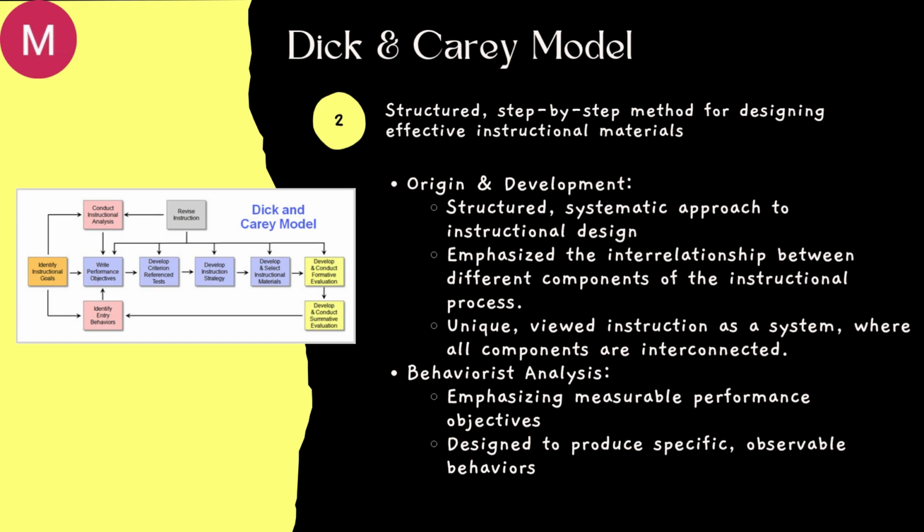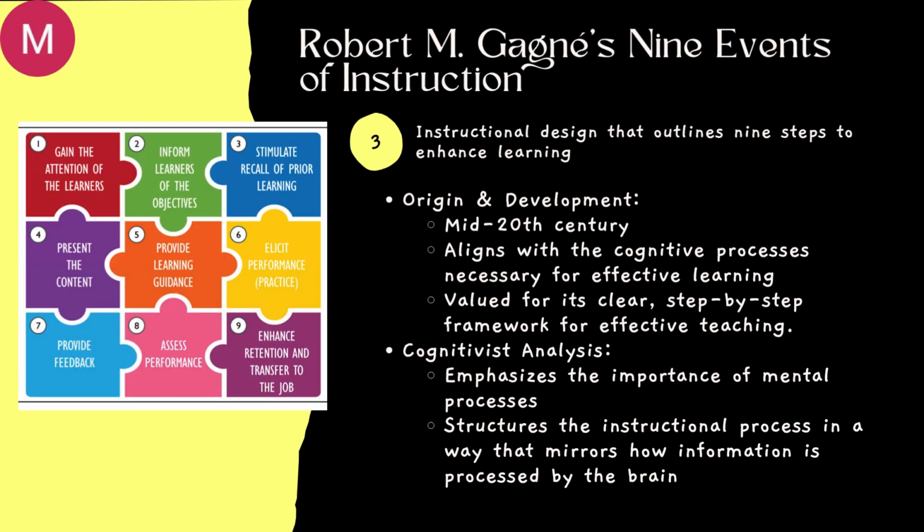This model also aligns with the behaviorist principles by emphasizing measurable performance outcomes. Each step in the model is designed to produce specific observable behaviors, such as mastering a skill or demonstrating knowledge. With Gagné's nine events of instruction, his theory of instructional design emphasizes a systematic approach to teaching.